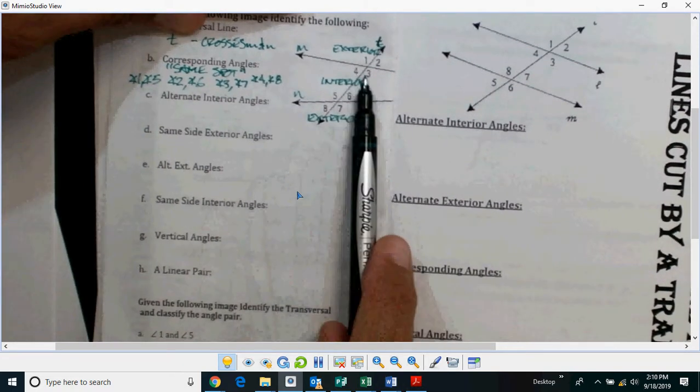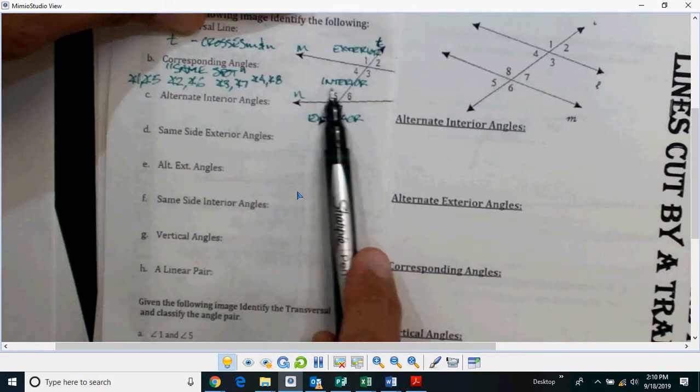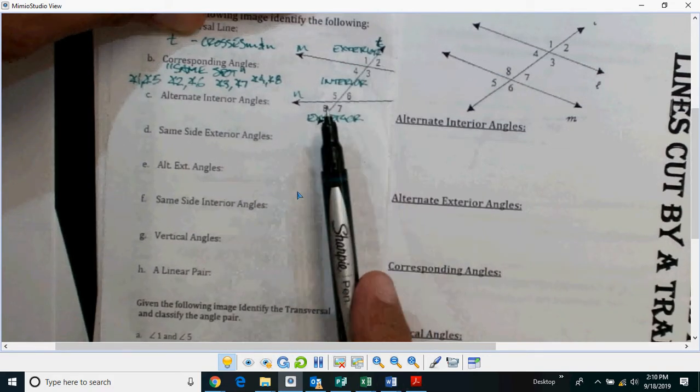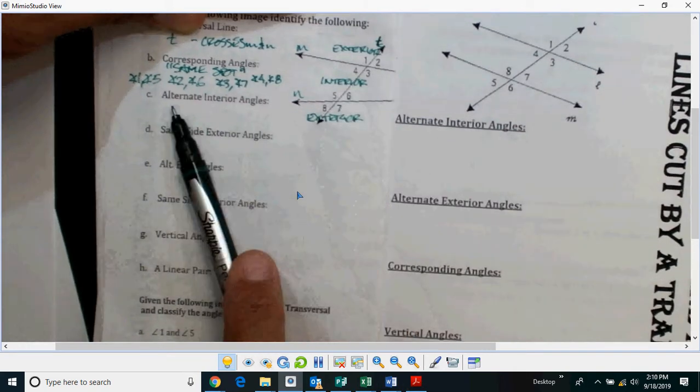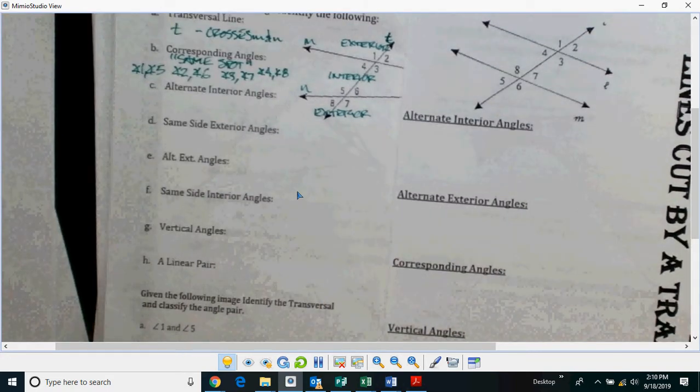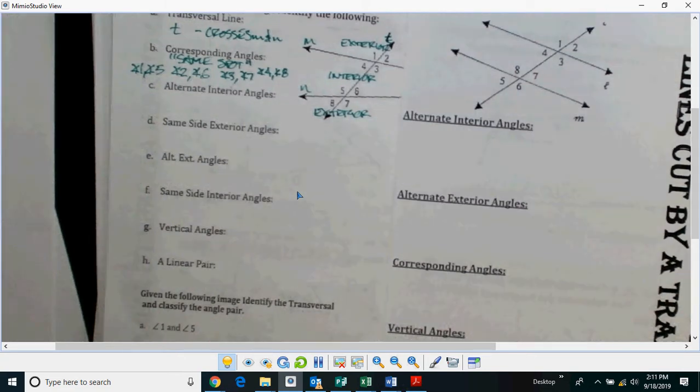When we talk about alternate and same side of the transversal, and we talk about interior or exterior of the lines, alternate interior means alternate side of the transversal, interior of the angles. What does alternate mean? It switches, it goes back and forth. That's something that alternates. Right foot then left foot. When you walk, you take a step with the right, then one with the left. You're alternating steps. So alternate means it's on either side.